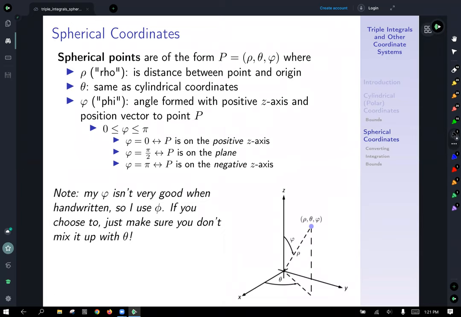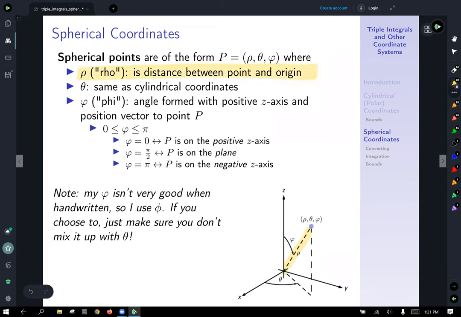Okay, so now the second type of coordinate system that we're going to explore is spherical coordinates. As a review, spherical points are of the form P equals rho, theta, phi, where rho is defined to be the distance between the point and the origin, as you can see down here on this picture. Rho is the distance between the point and the origin.